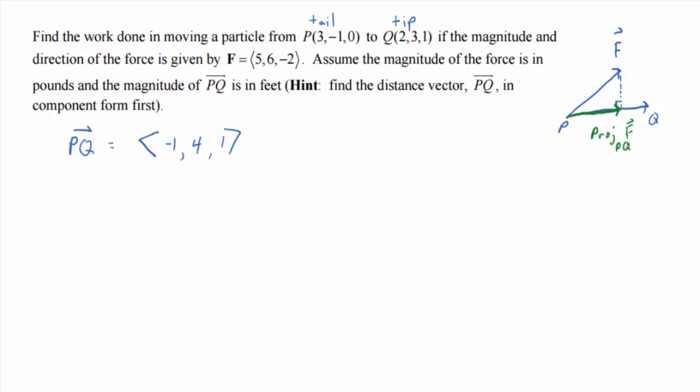So the first formula we came up with then was, to get work, we took the magnitude of the vector in green, so that's the projection of F onto PQ, and that would be the amount of force applied in the direction of motion, wouldn't it? And then what's the distance that the object is going to be moved from point P to point Q? So that would be the magnitude of PQ.